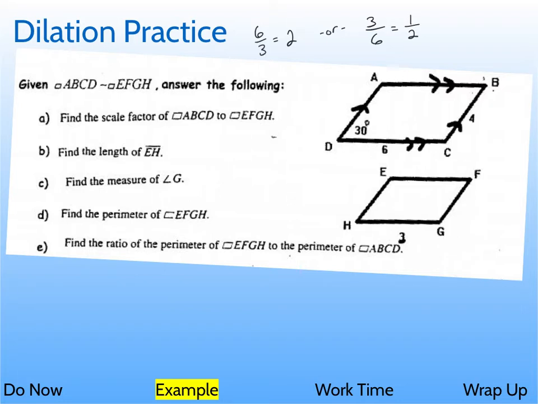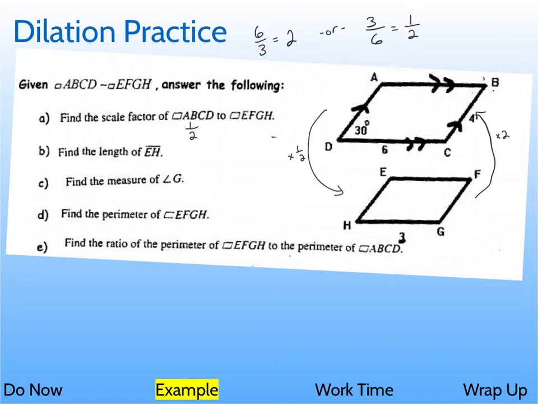These are the scale factors going from here to here and from here to here. If you're going from the big one to the small one, if you're getting smaller, use the smaller number for the scale factor. So the scale factor from ABCD to EFGH is times 1/2. And the scale factor going the other way, from the small to the big, is times 2. Just check the question again. It says ABCD to EFGH. So we start here, we go to here. The answer for that is just 1/2.